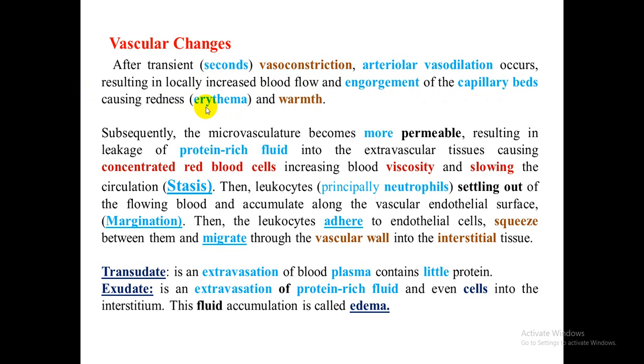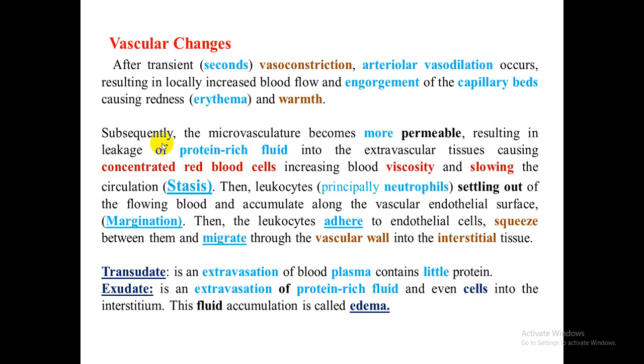As a result of the friction between the increased, fast blood flow and the vessel wall, swelling occurs. Consequently, the microvasculature becomes more permeable, resulting in leakage of protein-rich fluid into extravascular tissue, causing concentration of red blood cells, increasing blood viscosity, and the slowing of circulation or stasis.